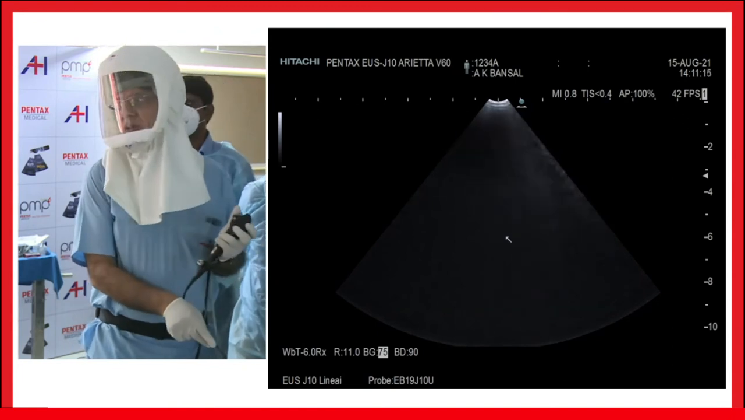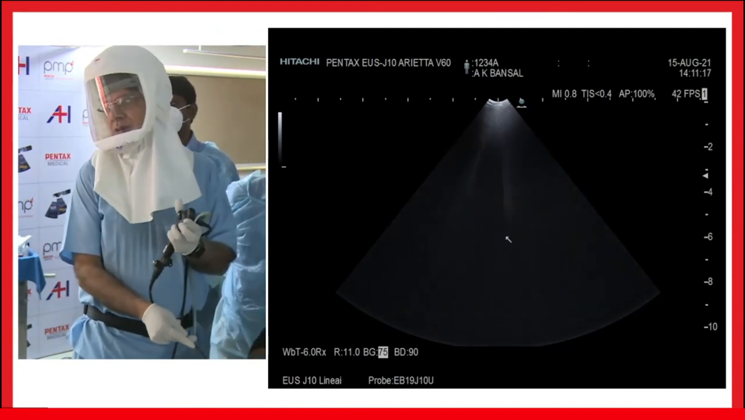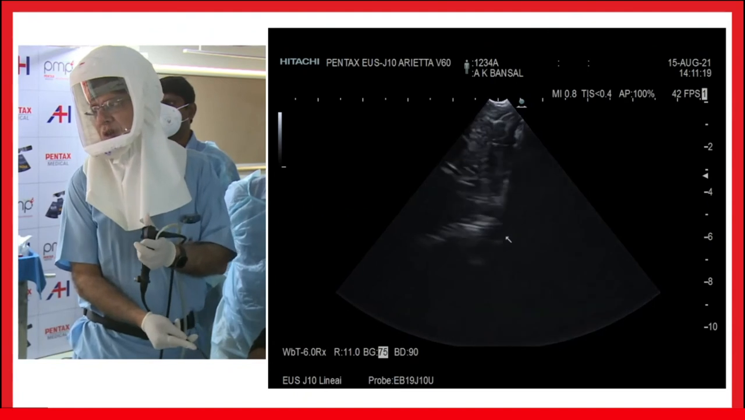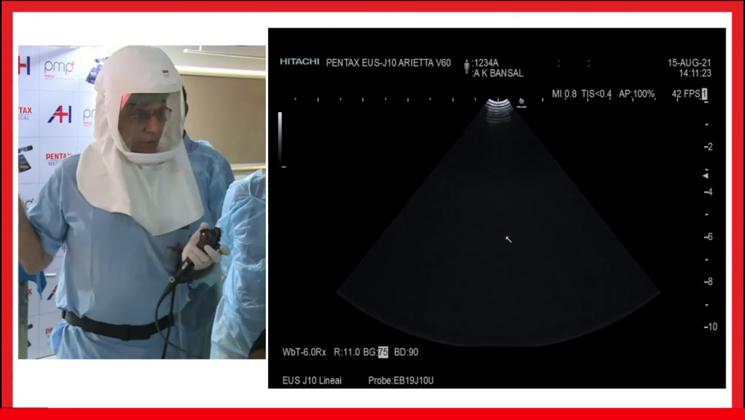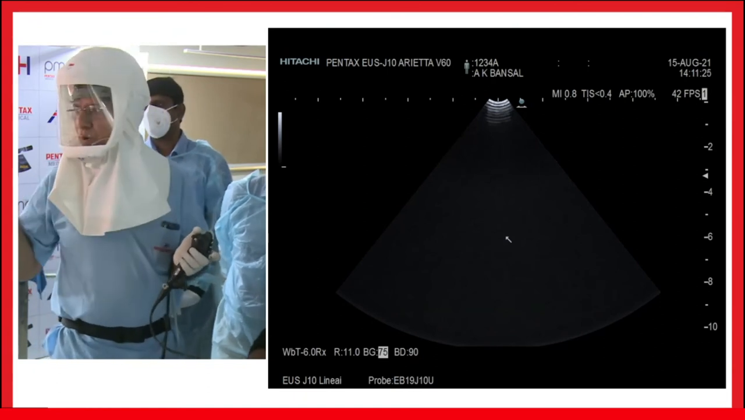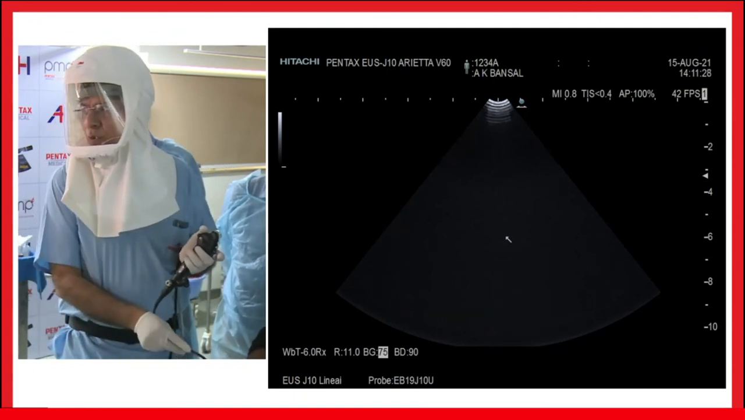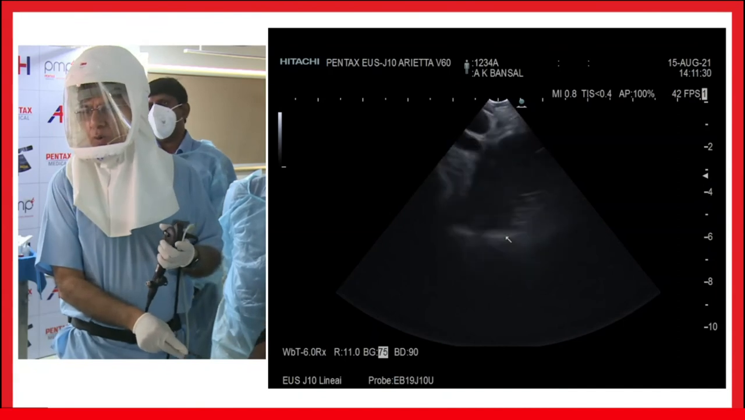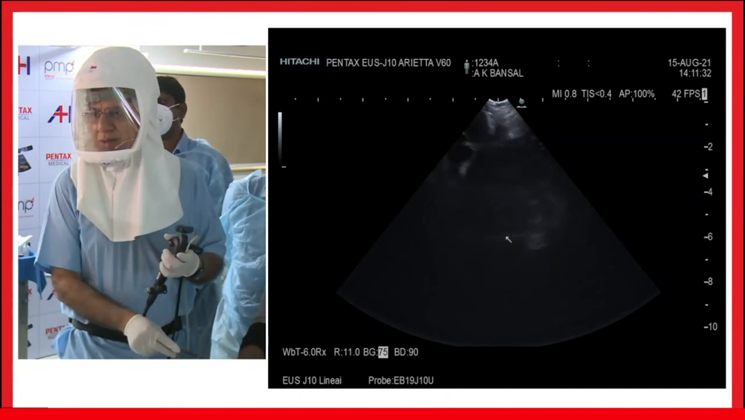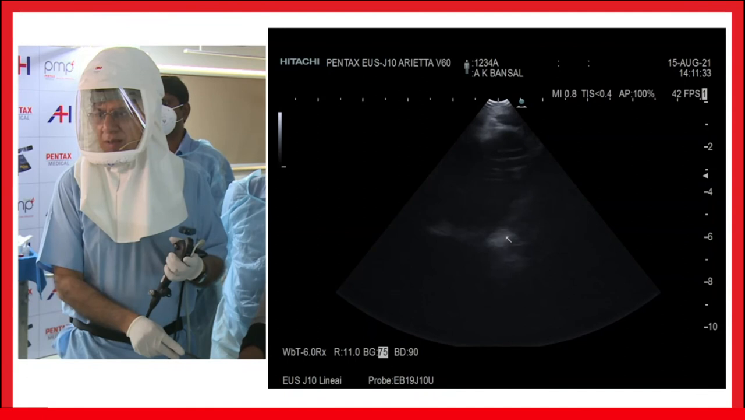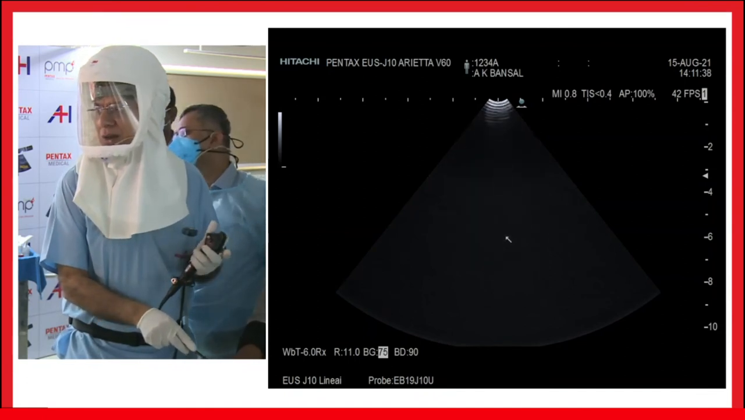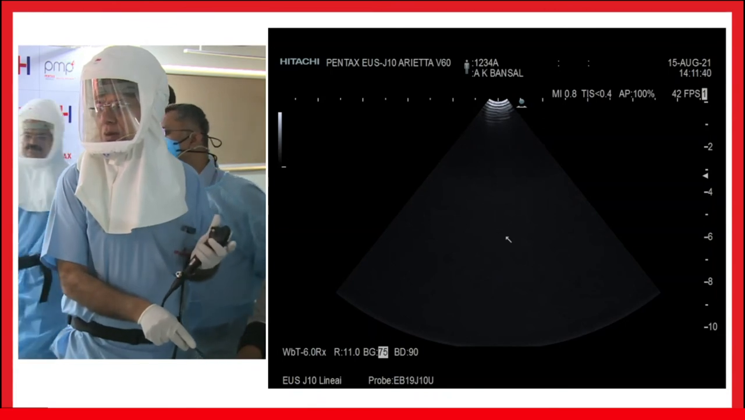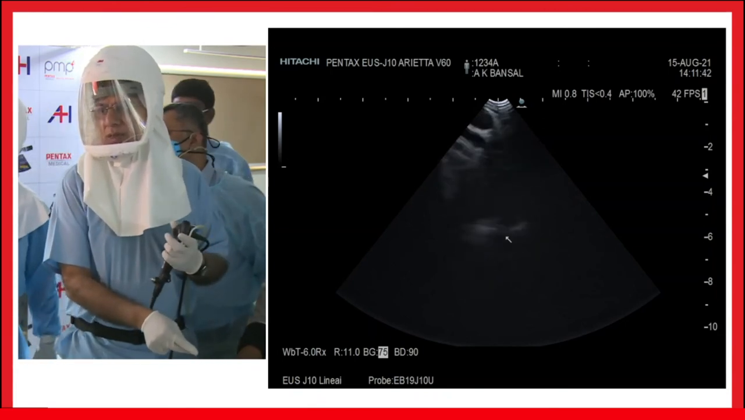Which one is the left? That is the right, sir. This is the right. So now I will go. This is the left, no? Yes, sir. Okay. Now I will go into the left. And as already demonstrated, when you go into the left bronchus, if you approach the anterior wall, you will see the same structure. I'm in the left only, no? Yes, sir. Okay, left only. You can see the same structure.